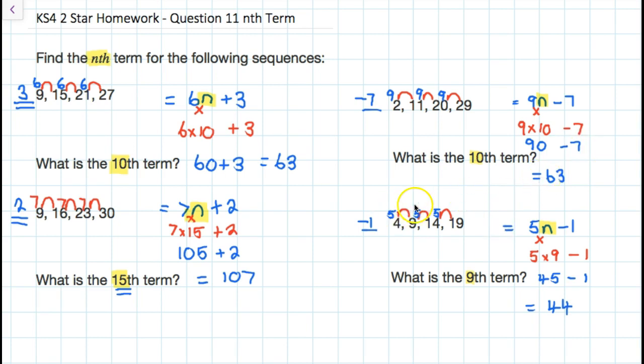Next one. 5 is the difference between each of the numbers, giving you the 5n. When we go back 5, we end up on minus 1 on the negative side of the number scale, so minus 1 here. Replacing the n with 9 for the 9th term, 5 times 9, take away the 1, gives you 45, take away 1 is equal to 44.